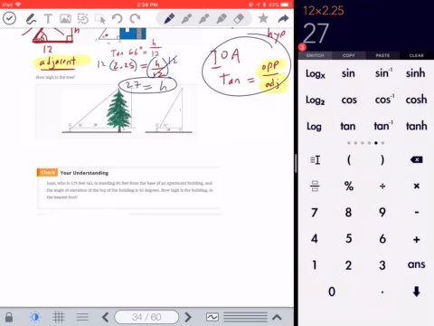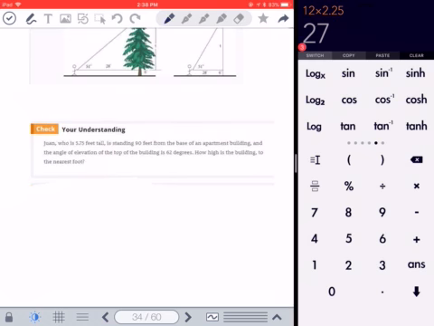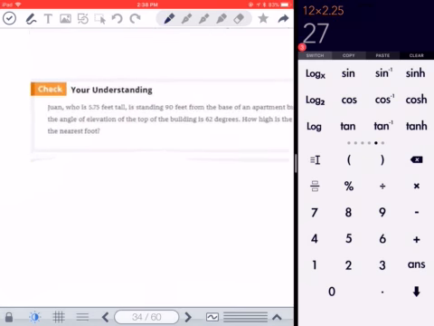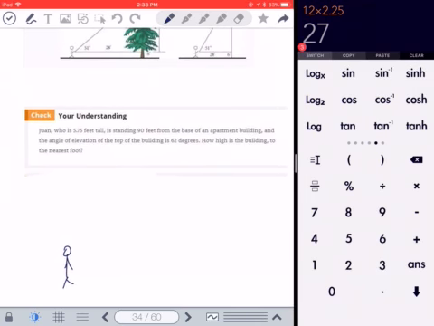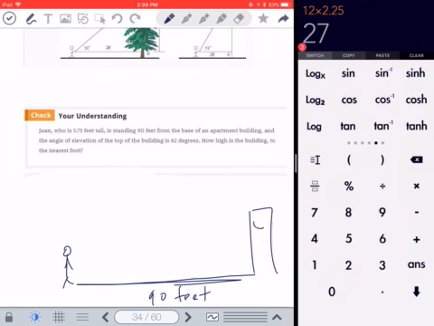Okay, there were 2 problems down here on your notes. But for this one, what I have to do is draw a triangle. So it says Juan is 5.75 feet tall. So I'll draw Juan right here. He's 5.75 feet tall. He's standing 90 feet from the base of an apartment building. So this is 90 feet right here. I'll just draw the apartment building right here.